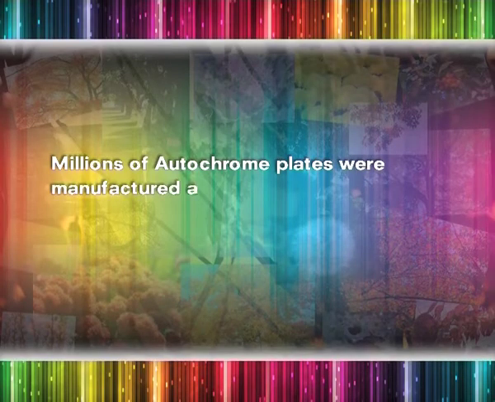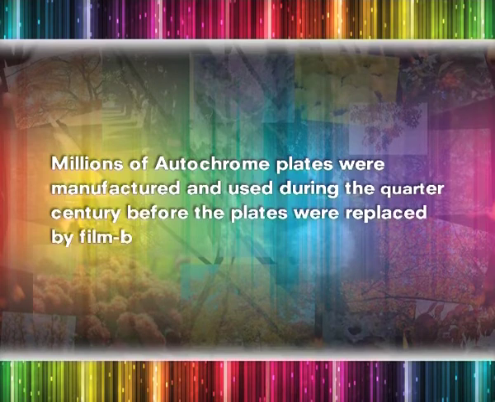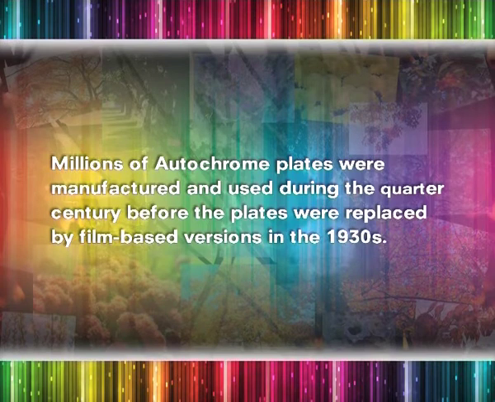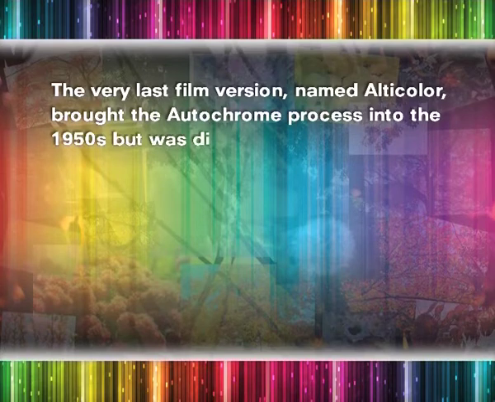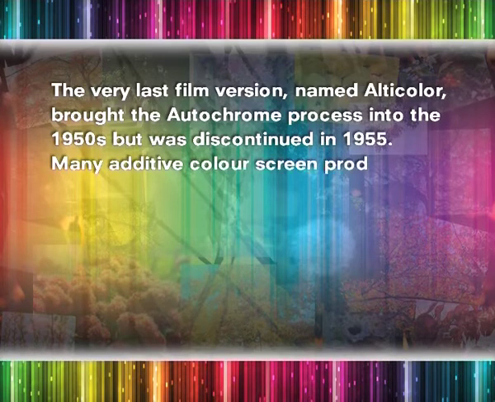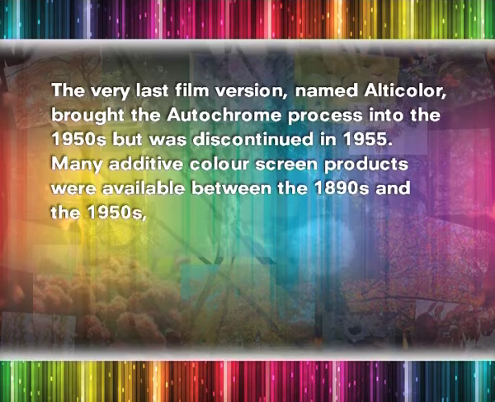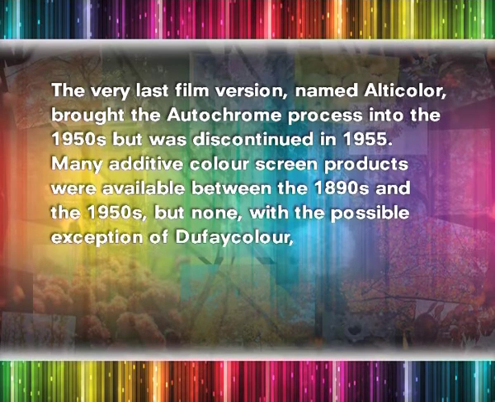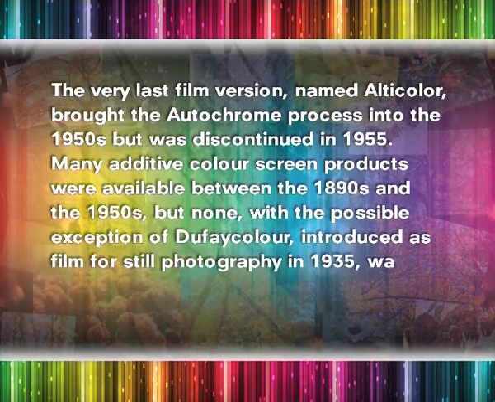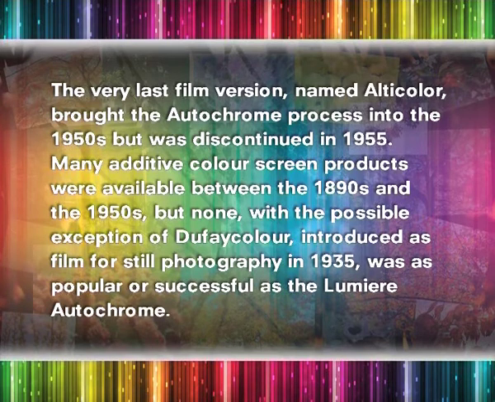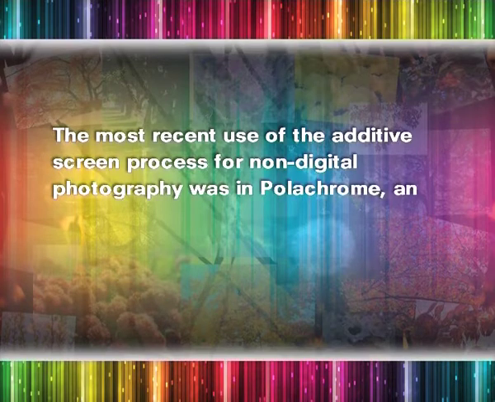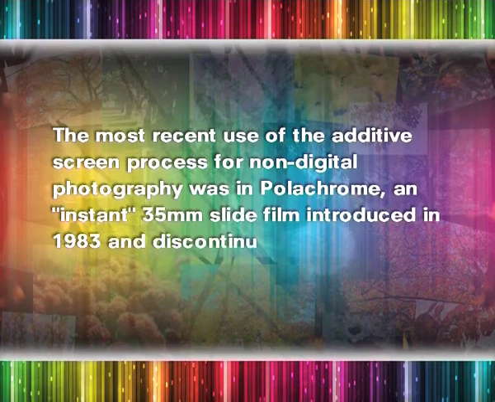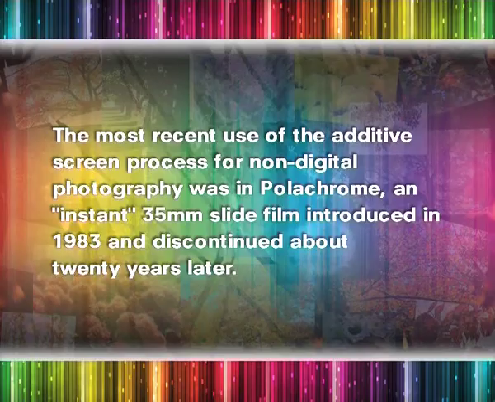Millions of autochrome plates were manufactured and used during the quarter century before the plates were replaced by film-based versions in the 1930s. The very last film version, named Alticolor, brought the autochrome process into the 1950s, but was discontinued in 1955. Many additive color screen products were available between the 1890s and the 1950s, but none, with the possible exception of Dufay color, introduced as film for still photography in 1935, was as popular or successful as the Lumiere autochrome. The most recent use of the additive screen process for non-digital photography was in Polachrome, an instant 35mm slide film introduced in 1983 and discontinued about 20 years later.